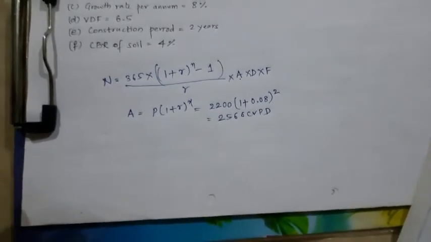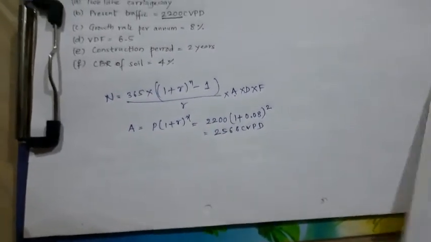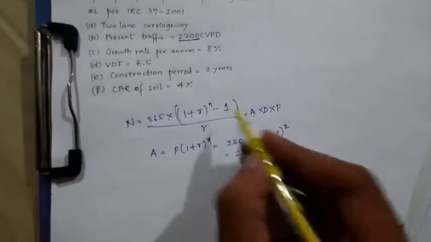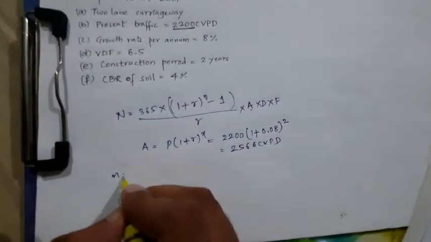Clear? So other than that, what else do I require? I require the design life, that is n. They have given n as 15 years.